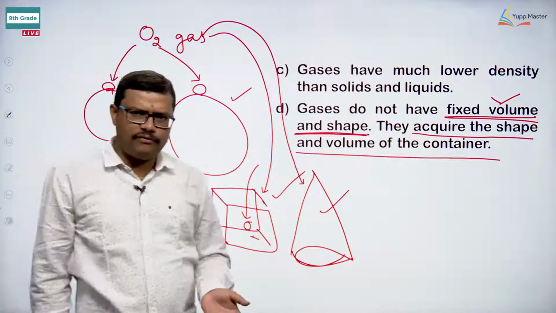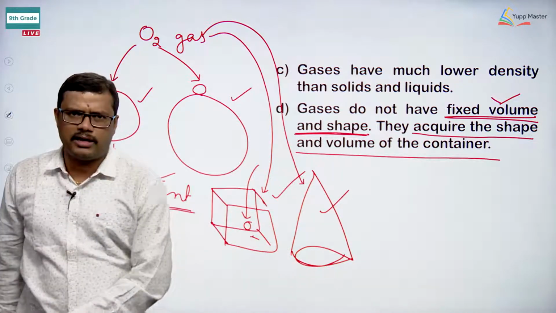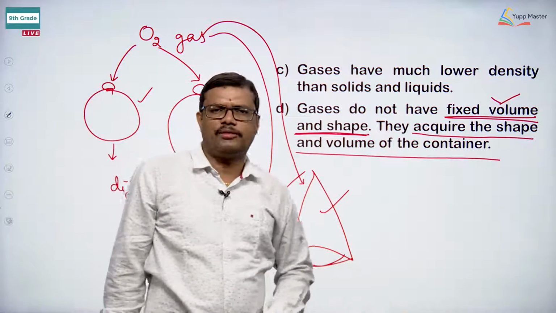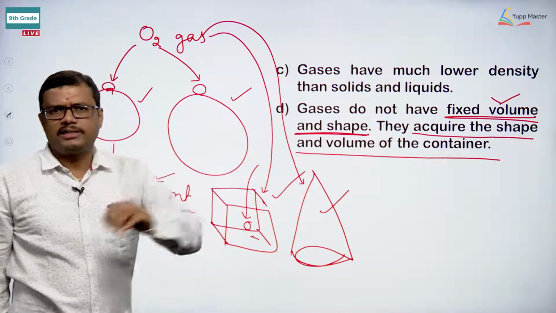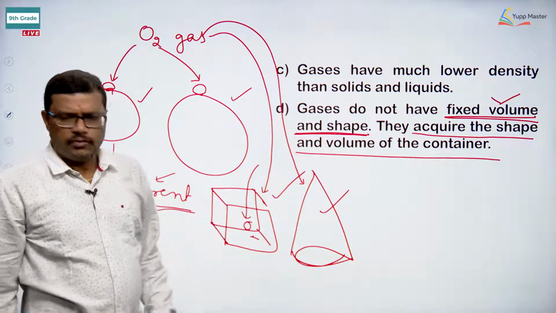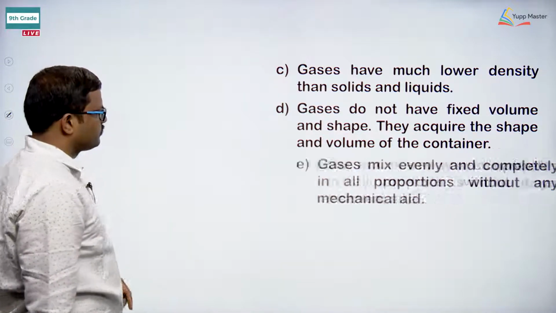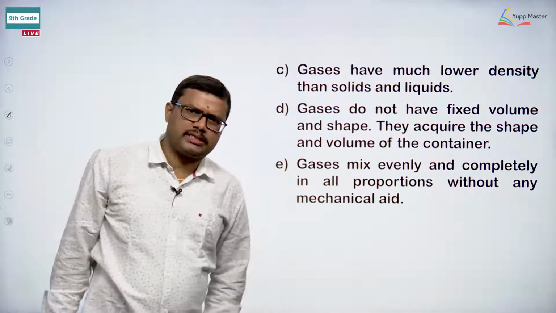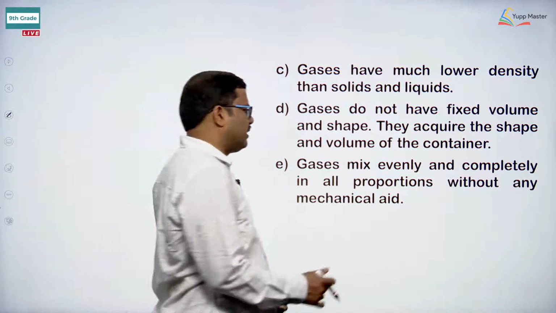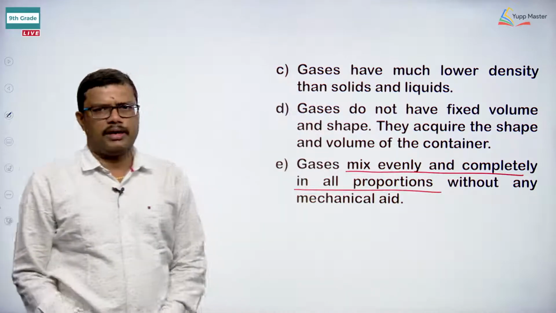The shape is not fixed, the volume is not fixed, and it is going to acquire the shape and volume of the container in which the gas is going to be stored. So, it depends upon the container shape and container volume, right. Next is: gases mix evenly and completely in all proportions without any mechanical aid.